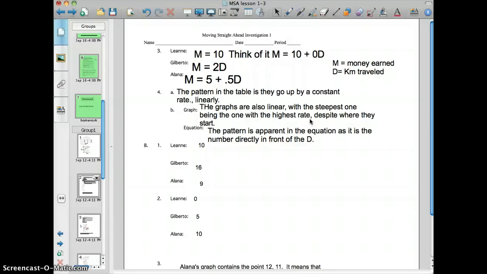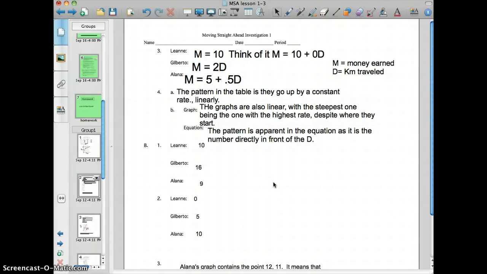If you look at the equation, the pattern is apparent in the equation as it is the number directly in front of the D. So we notice there's no change in Leanne's graph. That 0D is really important. With Gilberto, notice his graph is going up by 2, his table's going up by 2, and notice the 2 is the coefficient of D, which is 2, and then, of course, Alana with the 50 cents.